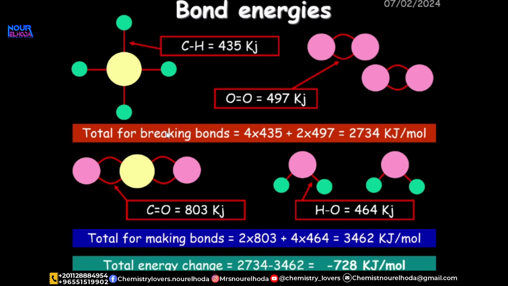At the end it's going to be 3,462. But what's the last step? Exactly. The last step: you should subtract the first part, not the big minus the small. No, the bond breaking minus the bond formation, the first part minus the second part. If the number is negative, it's exothermic. If it is positive, it's endothermic.